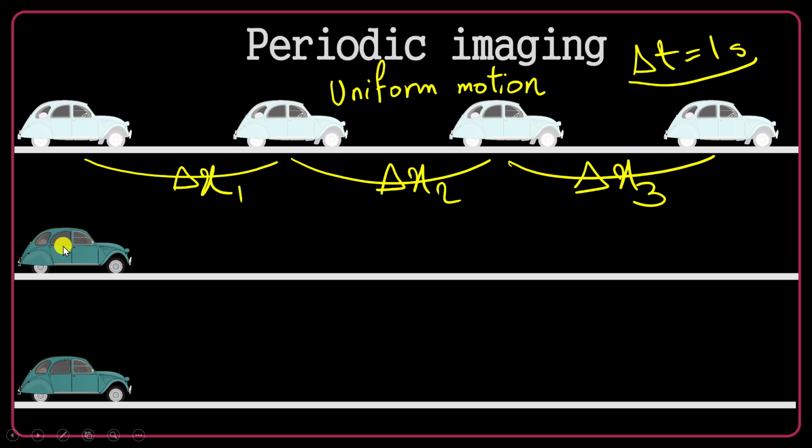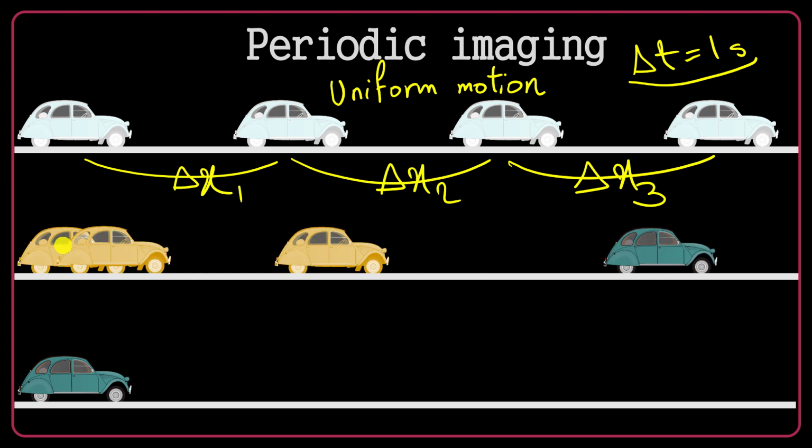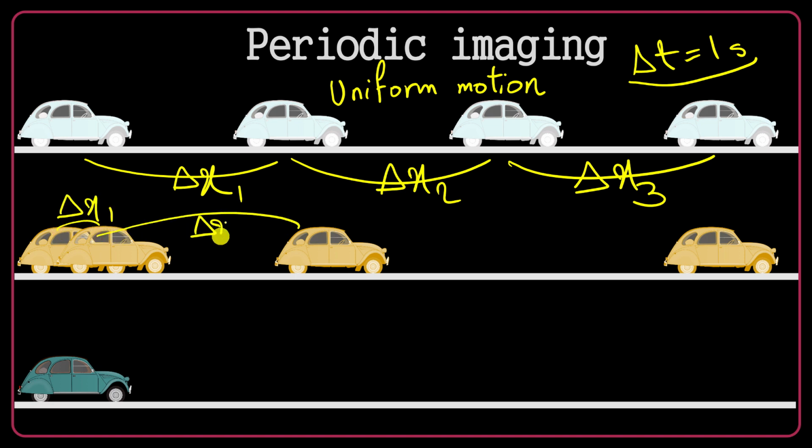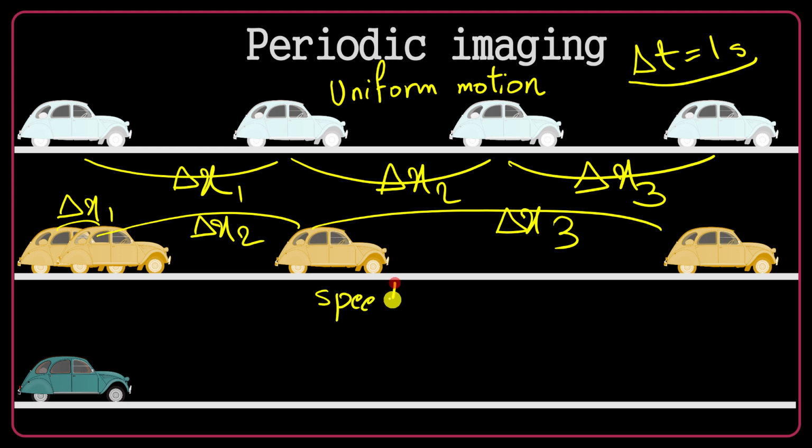The second car has a different behavior. At the beginning, it's very slow, and then it's getting faster and faster as time goes on. So delta x1 is smaller than delta x2, and delta x2 is smaller than delta x3. This type of motion is called a speeding up motion.